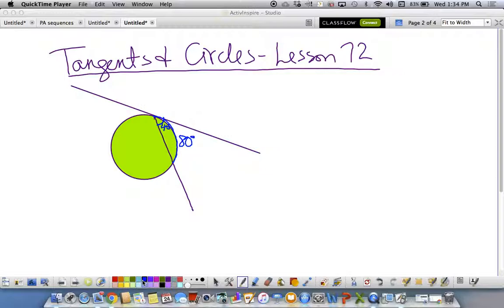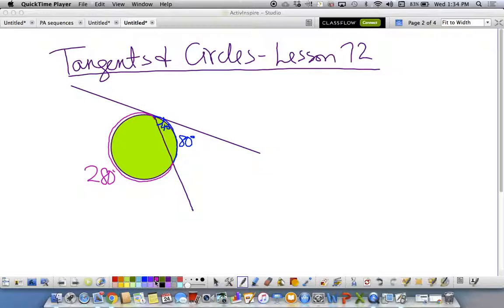Why? Double the angle. Because there's a theorem that says so, and I'm pretty sure we might have proved it. Could somebody tell me about this arc over here? Could you find out what that arc measure is? What is it, Zach? 280 degrees? Yes. How did you find that?